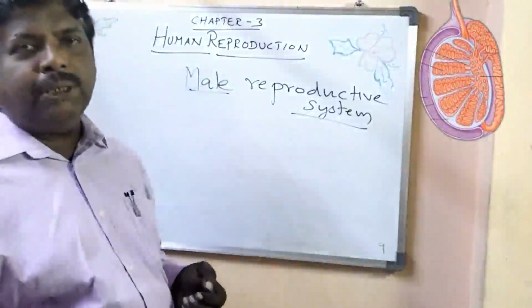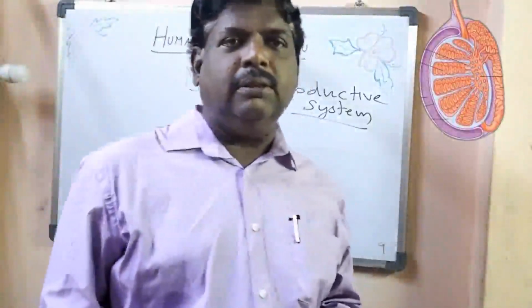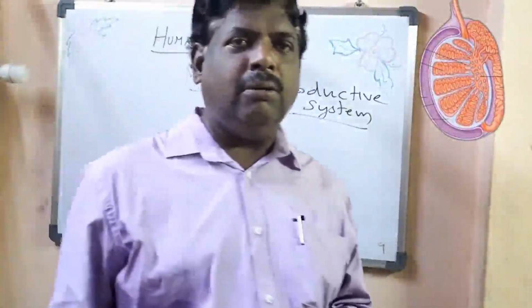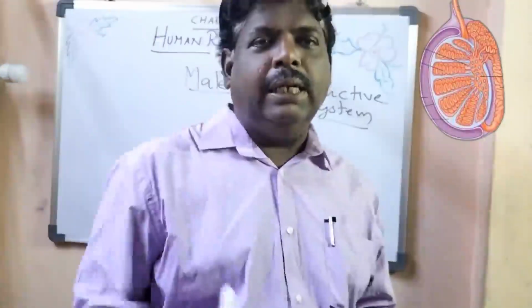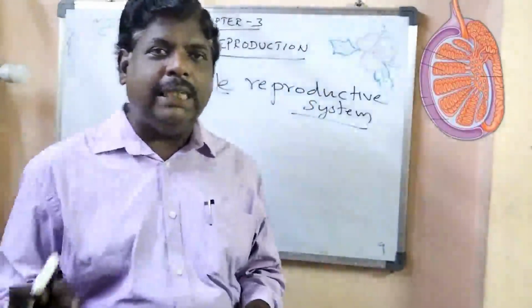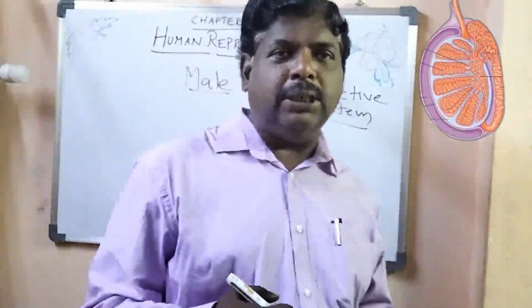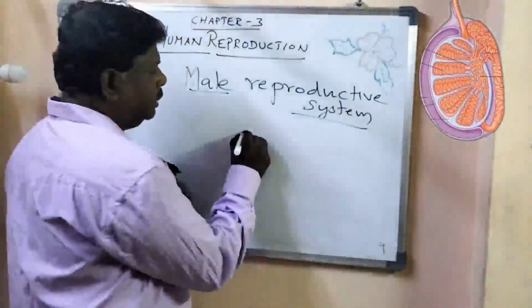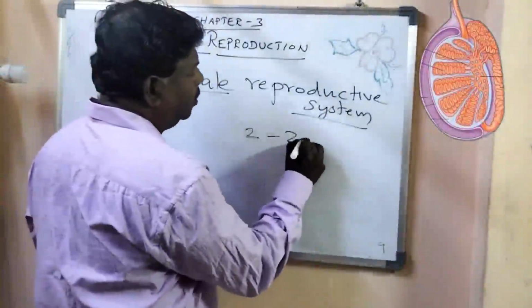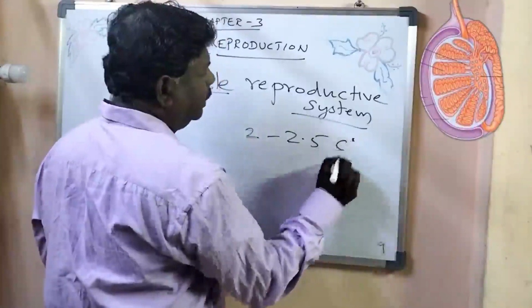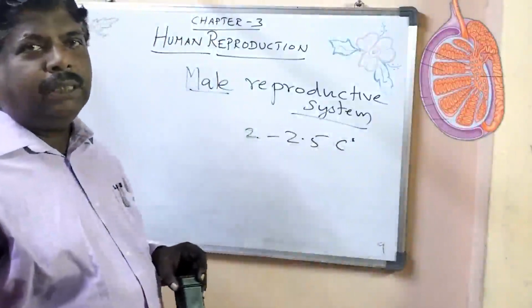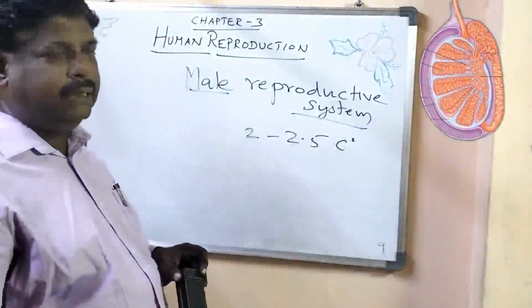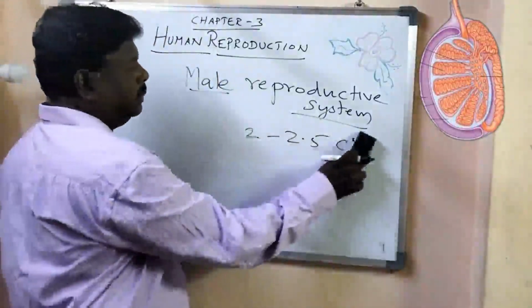Actually it is placed outside the body because it needs a temperature lower than that of the internal body temperature. So it needs 2 to 2.5 degrees centigrade lower. This is the temperature that is necessary for the testis to produce sperms.